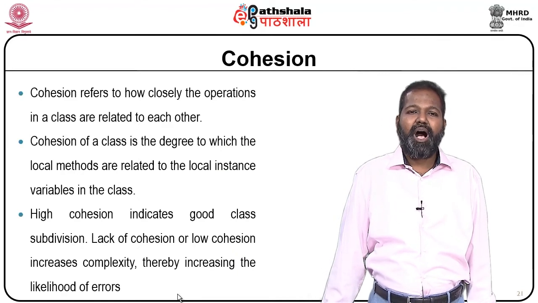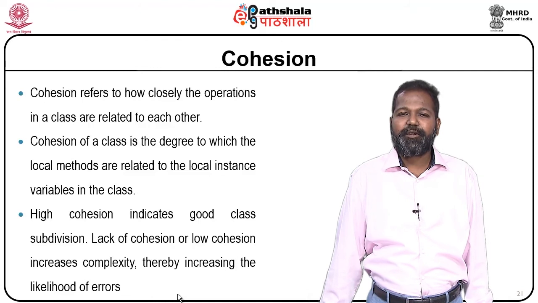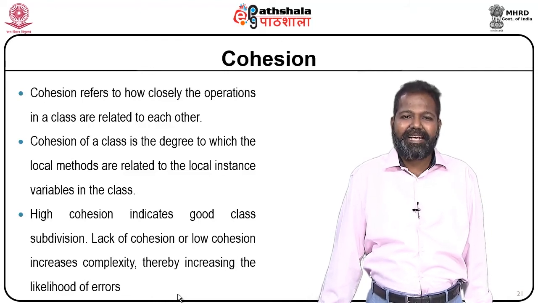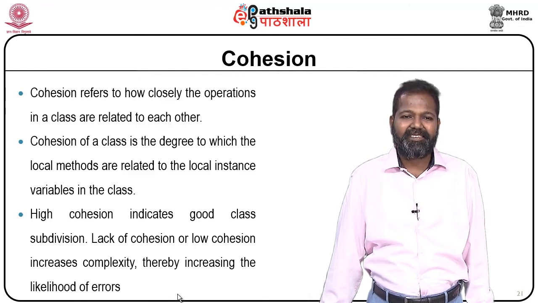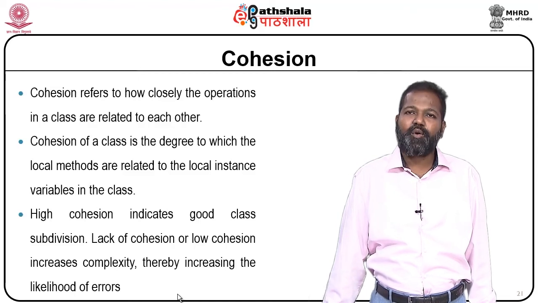So, to brief this, the stronger the coupling between software artifacts, one, more difficult to understand individual artifacts and hence to correctly maintain or enhance them. Two, the larger the sensitivity of unexpected change and defect propagation effect across artifacts, which is nothing but ripple effects. Cohesion refers to how closely the operations in a class are related to each other. Cohesion of a class is the degree to which the local methods are related to the local instance variables in the class. High cohesion indicates good class subdivision. Lack of cohesion or low cohesion increases complexity, thereby increasing the likelihood of errors.